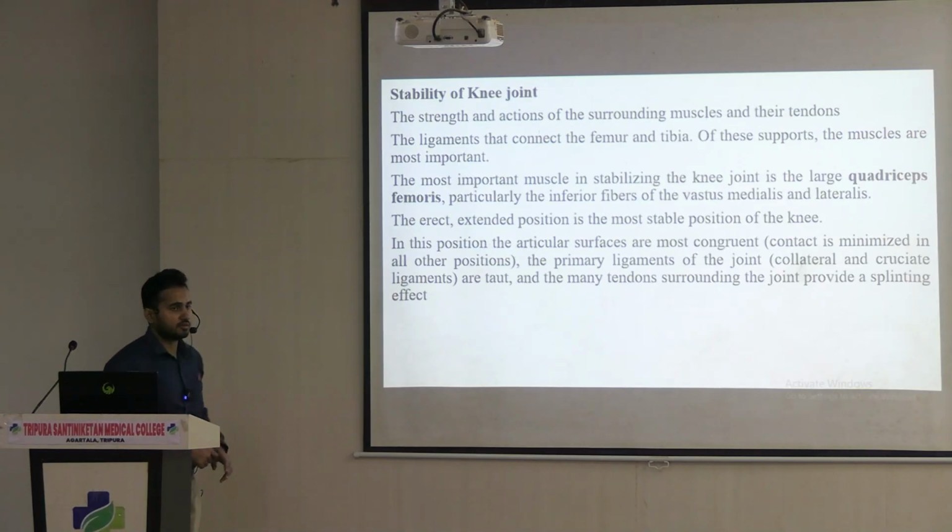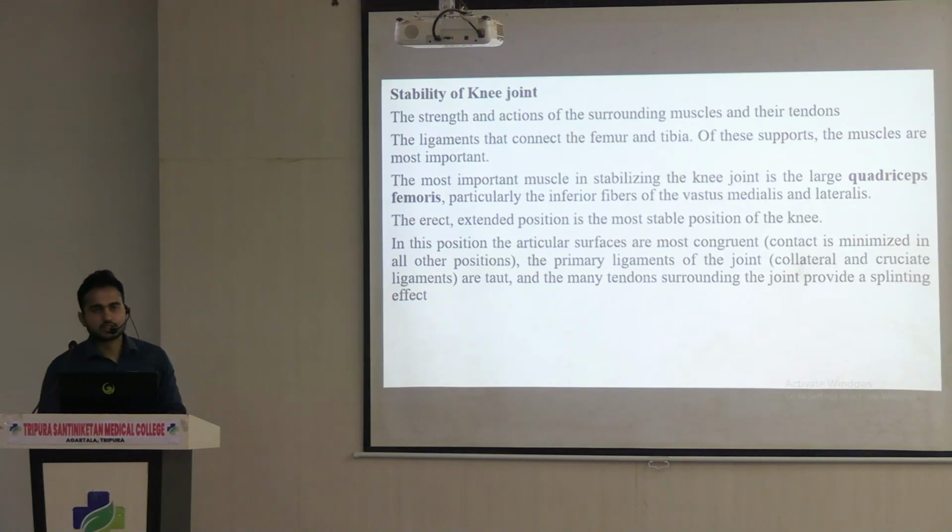Lastly, the stability of the knee joint. So, what do you think? What are the factors that will provide stability to the knee joint? Ligaments and muscles in this case. Okay, mainly ligaments and muscles are providing support to the knee joint. First of all, the strength of the surrounding muscles and their tendons, along with the ligaments which connect the femur and tibia, and the most important muscle is the quadriceps femoris, particularly the inferior fibers of the vastus medialis and lateralis, which provide stability to the knee joint.